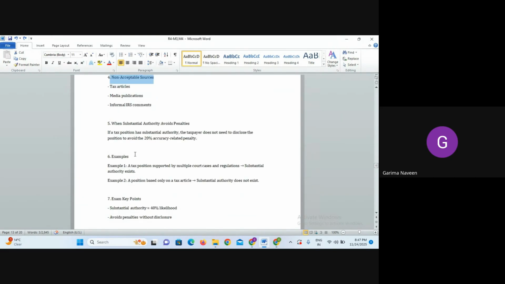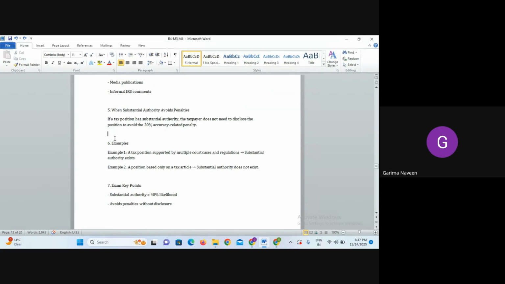Next is when substantial authority avoids penalties. As I told you, if the tax position has substantial authority, more than 40 to 50% chances, then they need not disclose the position to avoid the 20% accuracy related penalty. So if they want to avoid the penalty, they do not have to disclose that position in the tax return.